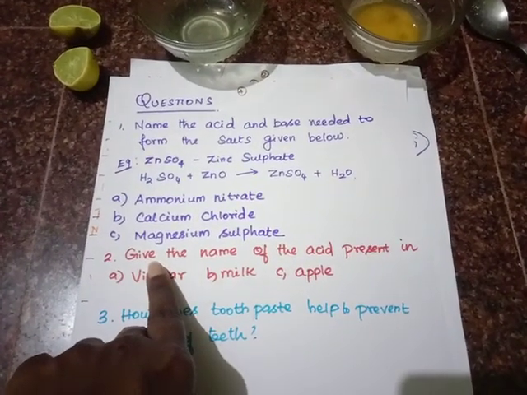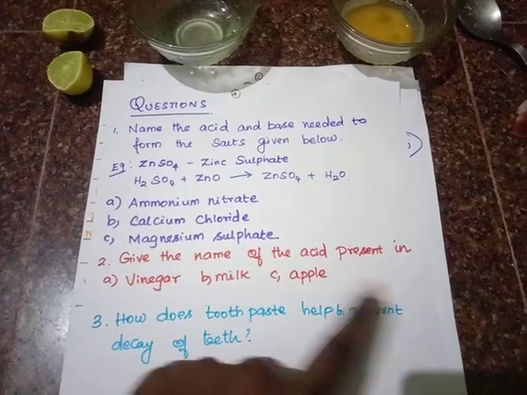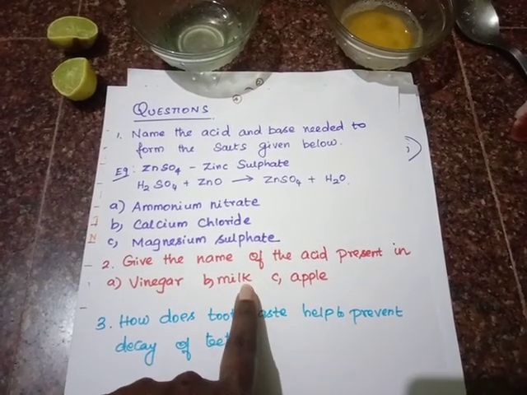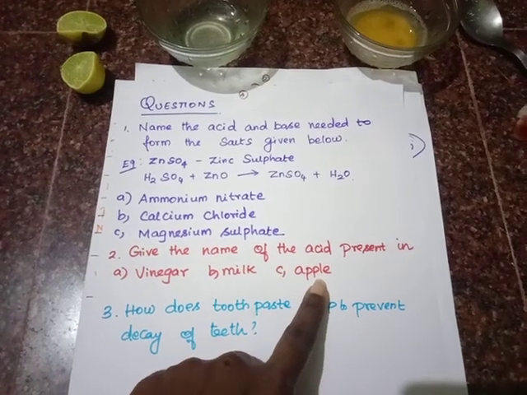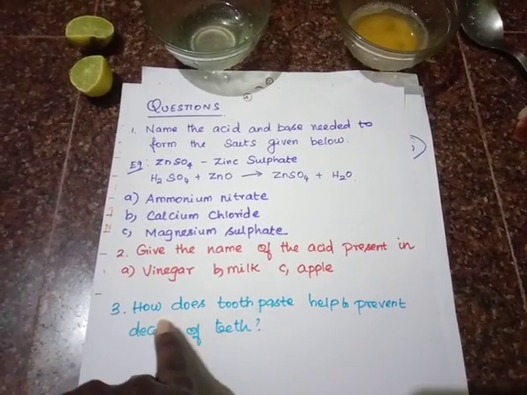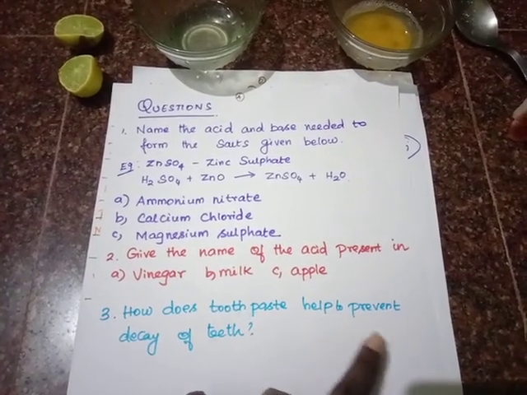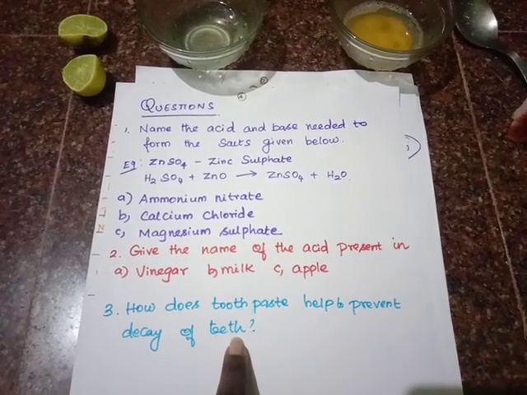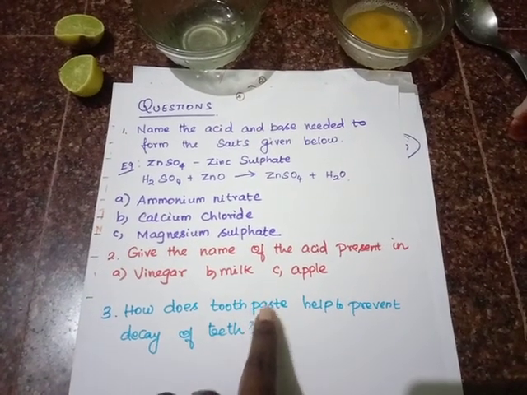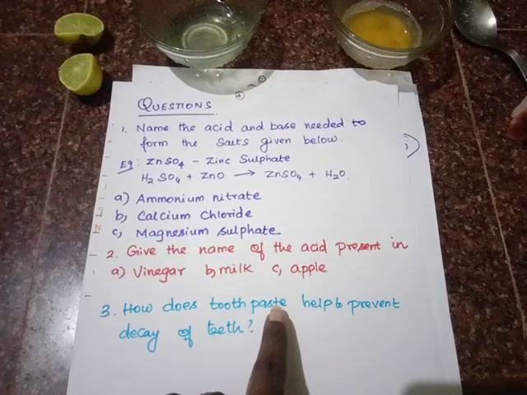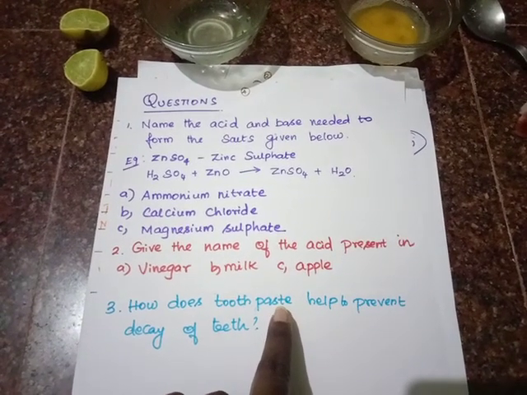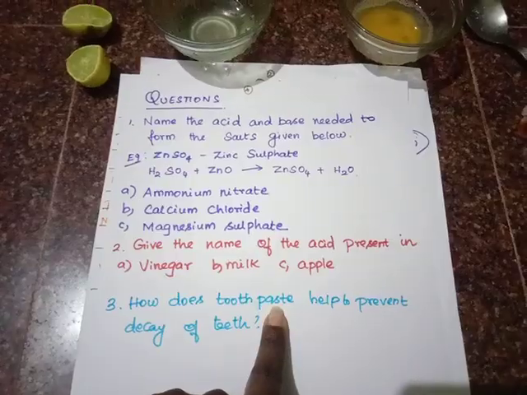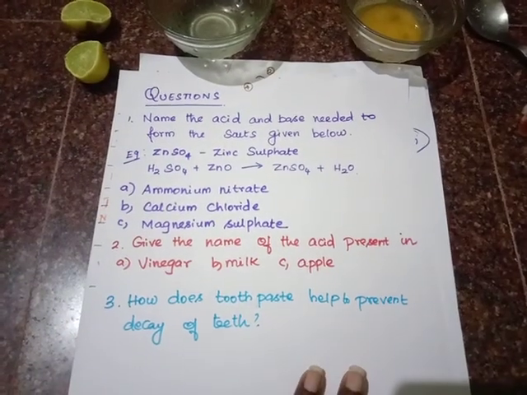The second question is: give the name of the acid present in vinegar, milk, and apple. You have to mention the name of the acid present in each. And the third one is: how does toothpaste help to prevent decay of teeth? You know, toothpaste should be a base, then only we can apply it over our mouth or teeth. So just think about it and answer all these three questions, children.